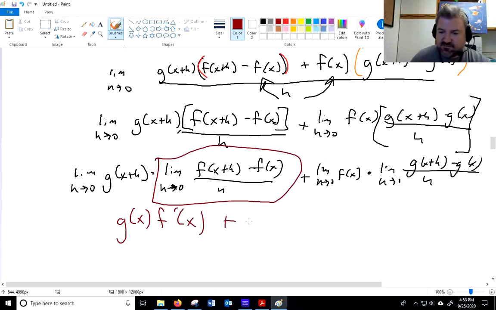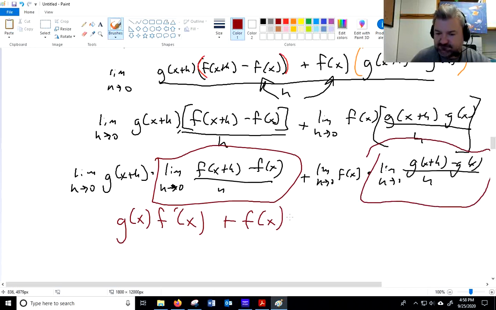All right, and then the limit as h goes to 0 of f of x. Well, actually, that's just a constant, really, because there's no h in that f of x. So it's just f of x. And then I know what this is. That is the derivative of g. And this was what we were trying to show. Derivative of the first times the second plus the first times derivative of the second.